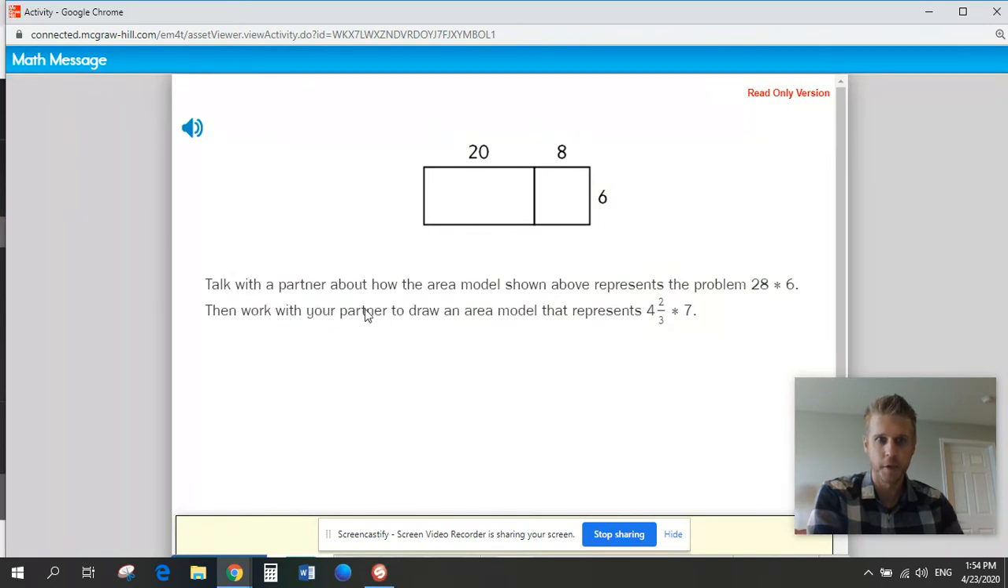Then it says, work with your partner to draw an area number model that represents 4 2/3 times 7. So 4 2/3, obviously a little bit different in that we have a mixed number, and that's what our lesson's on today. How can we multiply mixed numbers by another number, whole number, or maybe even another mixed number? We're going to start with the mixed number times a whole number.